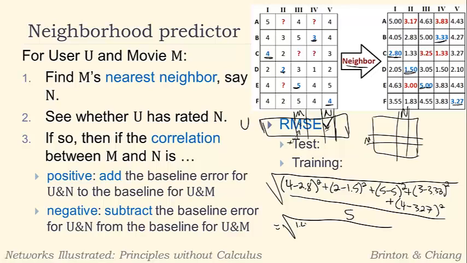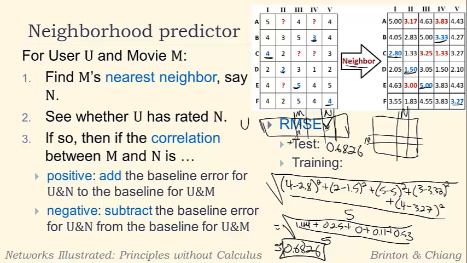If we do that out, I'll write out the terms again. We have 1.44. We have 0.25. We get 0. We get 0.11. And we get 0.53. Divide that by 5. Do that all out, and we get 0.6826. So the RMSE for the test set is 0.6826. And then for the training set, we can similarly find the RMSE to be 0.4660.